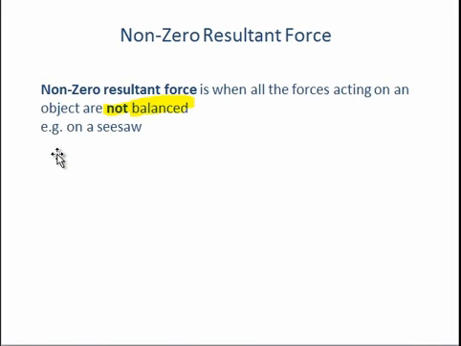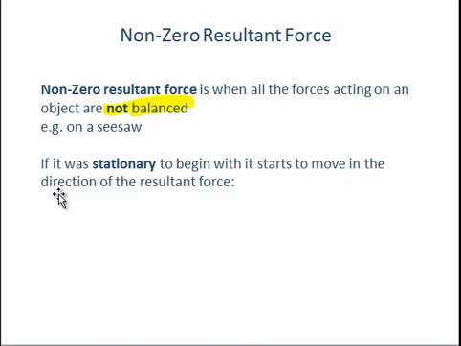So I'm going to use a different example now, that of a seesaw. So one of the outcomes, well, if you have a stationary seesaw and you get a non-zero resultant force, it begins to move. So as I said, when you had a stationary object with 0 resultant force, it wasn't moving at all. If this resultant force becomes non-zero, then it will start to move in the direction of the resultant force. So let's look at an example.